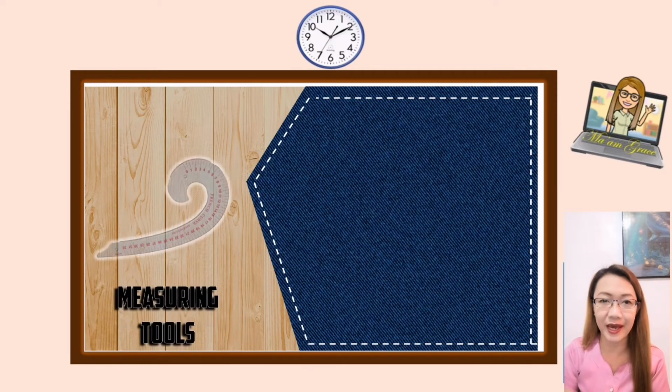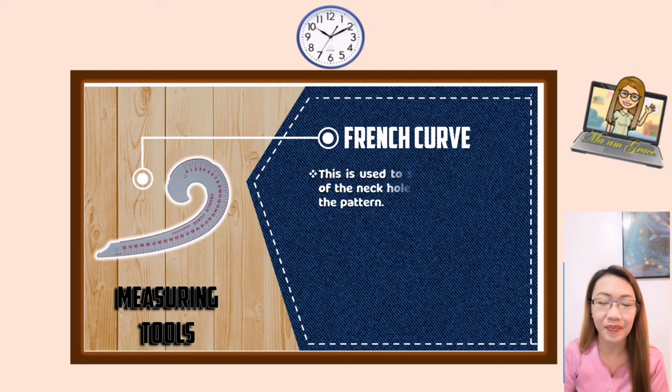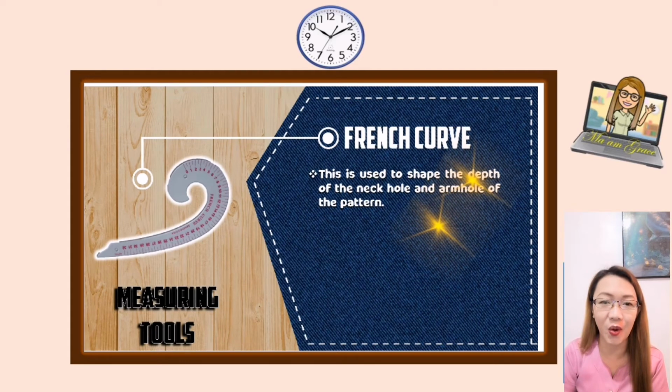And of course, we have the French curve. The French curve is used to shape the neck hole and the armhole. It is used when drafting patterns, to shape curved lines, especially on parts like the armhole and the neck hole. You will be needing this sewing tool, the French curve.